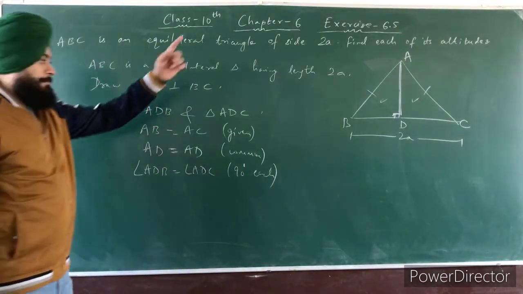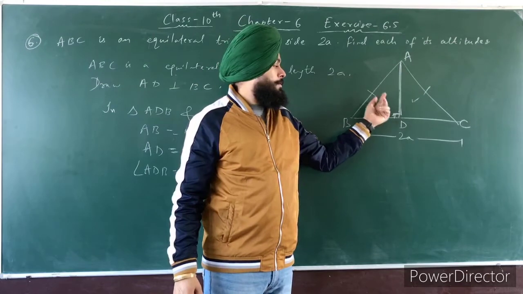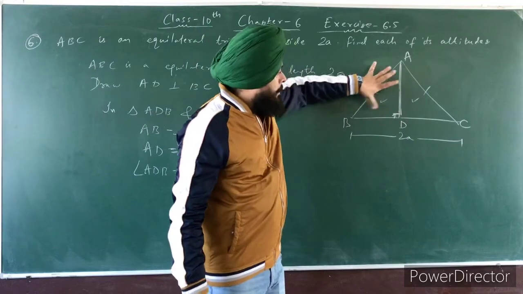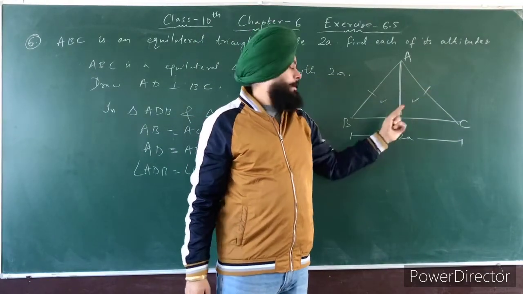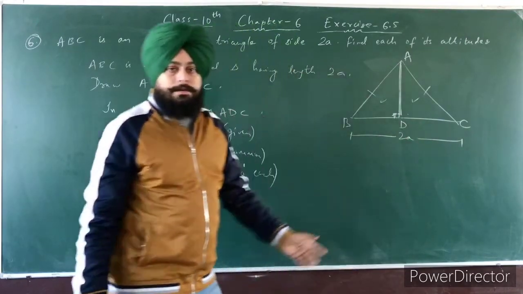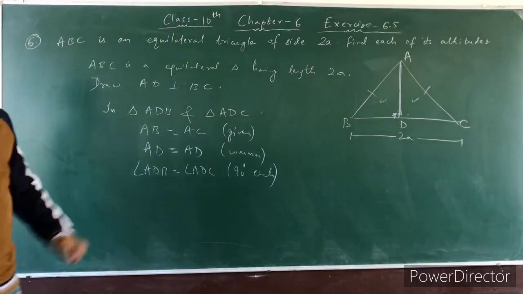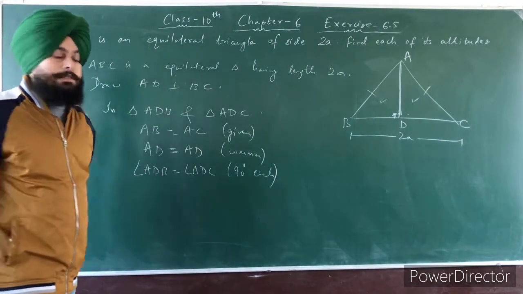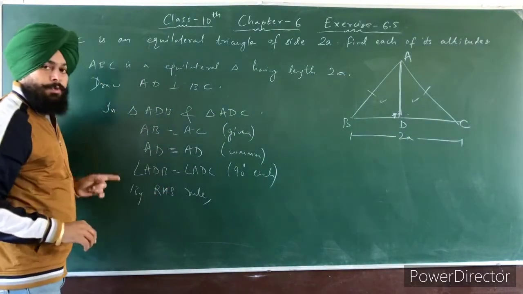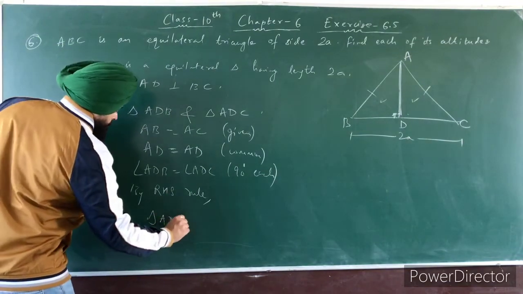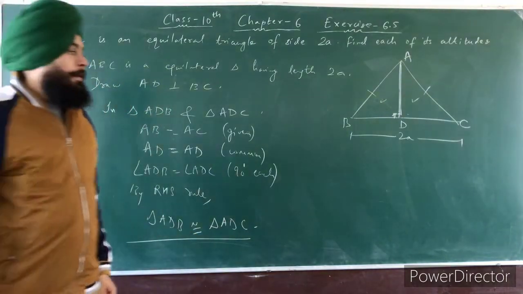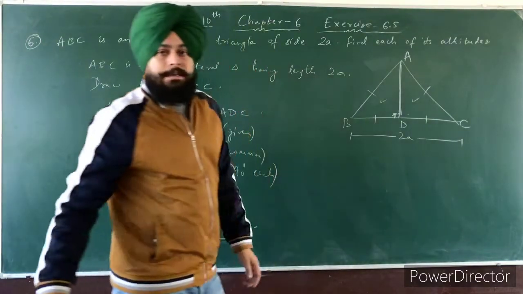Now the first one is the hypotenuse of this right triangle, because ADB and ADC are right triangles. So that's why this AB and AC are the hypotenuses of these two triangles. One of them is a right angle and another one is a side. So by which rule? RHS. R stands for right angle, H stands for hypotenuse and S stands for side. So by RHS rule, triangle ADB is congruent to triangle ADC. Now you will take here BD is equal to DC by CPCT.